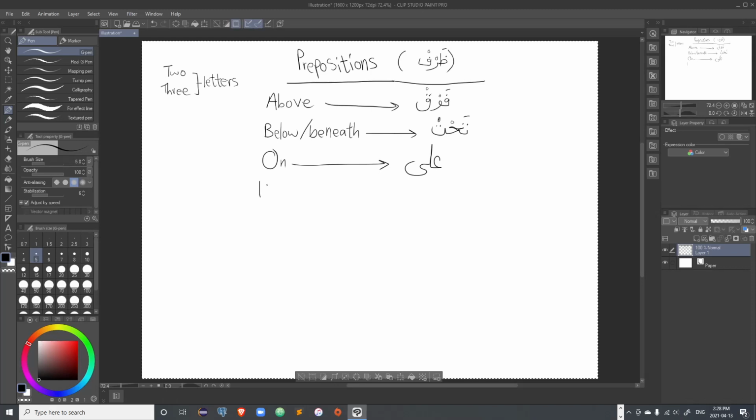Let us take here and there. Here is هنا. هنا. There, you will add an extra letter at the end. هناك. هناك or هناك.